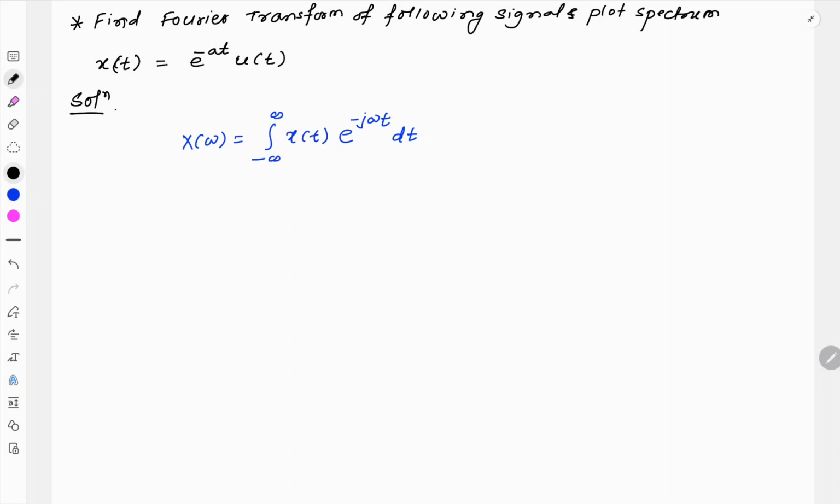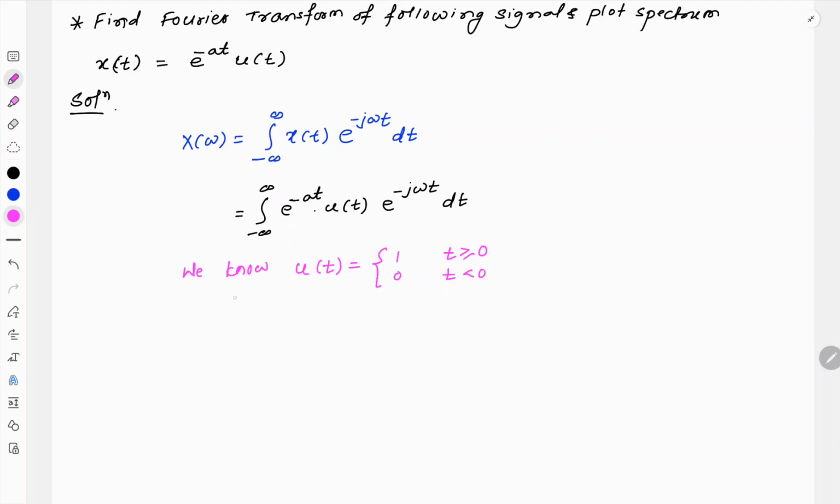So here x of t is e raised to minus at into u of t with the basis function e raised to minus j omega t dt. But we know that u of t is our unit step signal, which is given as 1 for t greater than or equal to 0 and 0 for t less than 0. So unit step signal only exists for positive values of time and whose amplitude is 1, and for the negative values of time it is 0.